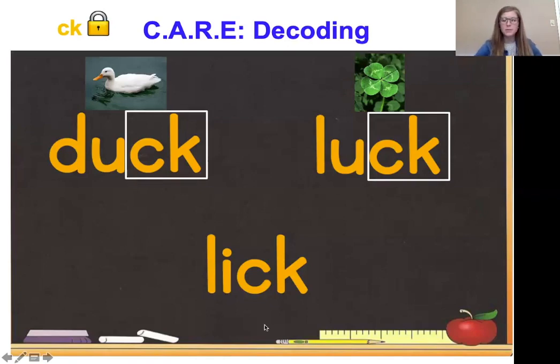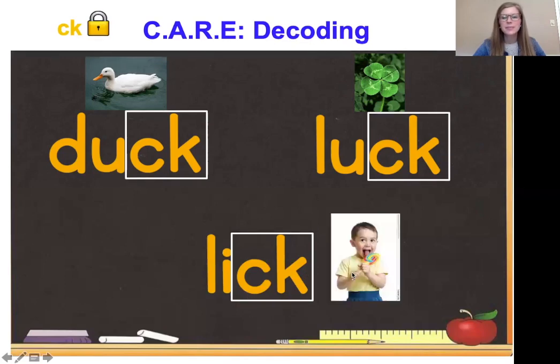Look at this word. What's the vowel? I. What's the sound? I. Do you notice the digraph? CK. It stands for the sound K. Let's sound out this word together. Ready? Read. L, i, k. L, i, k. Lick. Do you see the little boy? He can lick his sucker.